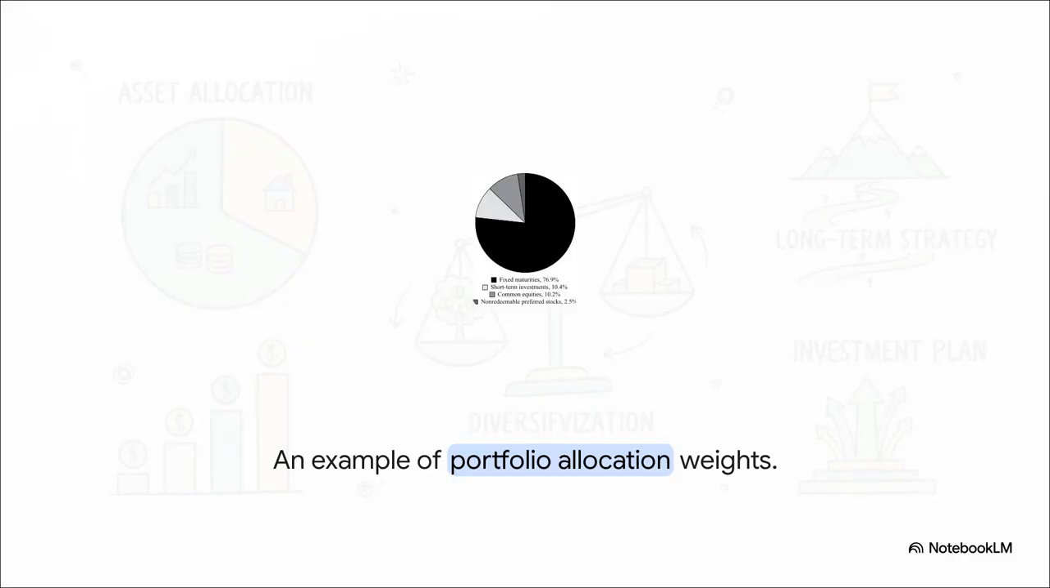In practice, a real-world strategic asset allocation divides a portfolio up precisely according to that master plan. Just as a hypothetical example, you might see a heavy weighting in fixed maturities, say nearly 77%, with much smaller allocations left over for short-term investments and common equities. That specific framing perfectly reflects that specific client's risk tolerance, their time horizon, and those unique constraints we mapped out earlier. Every single percentage point serves a deliberate, structural purpose.